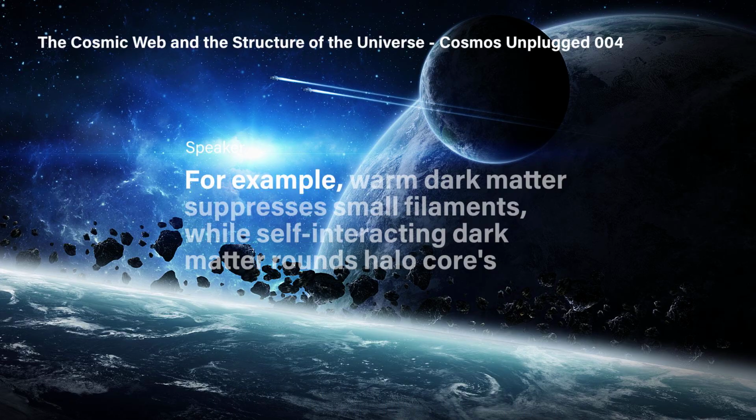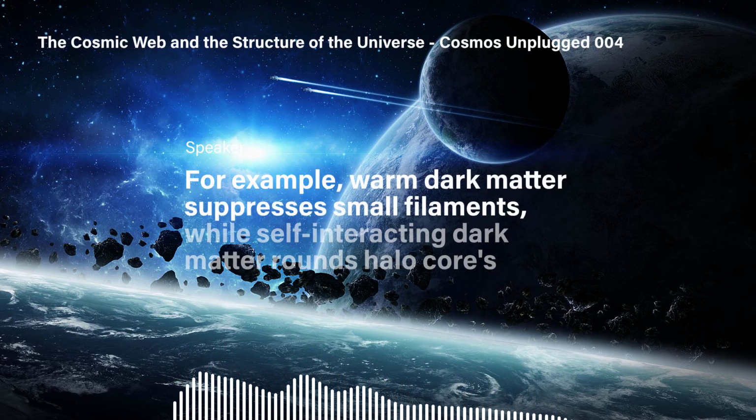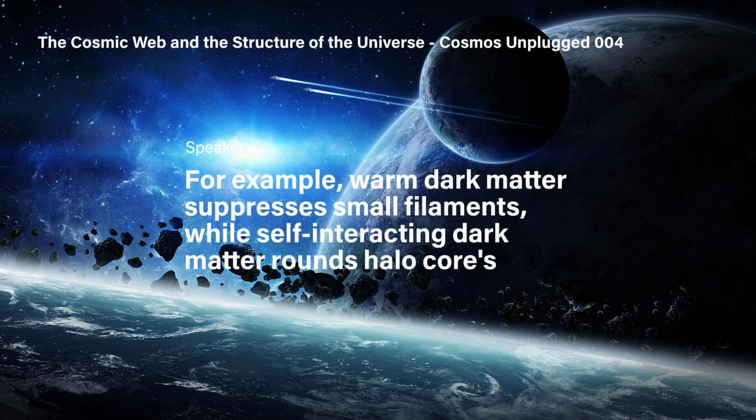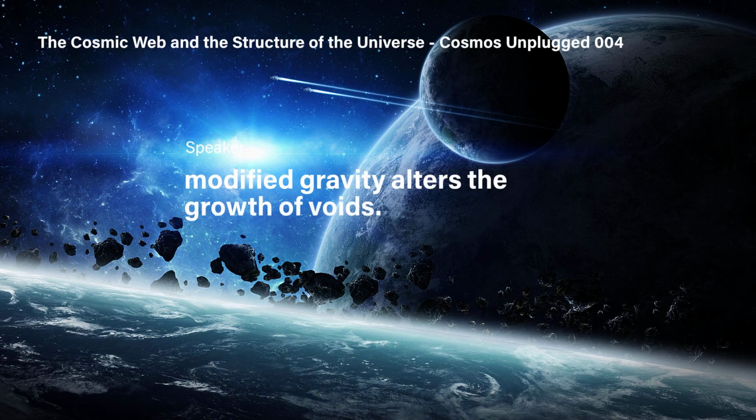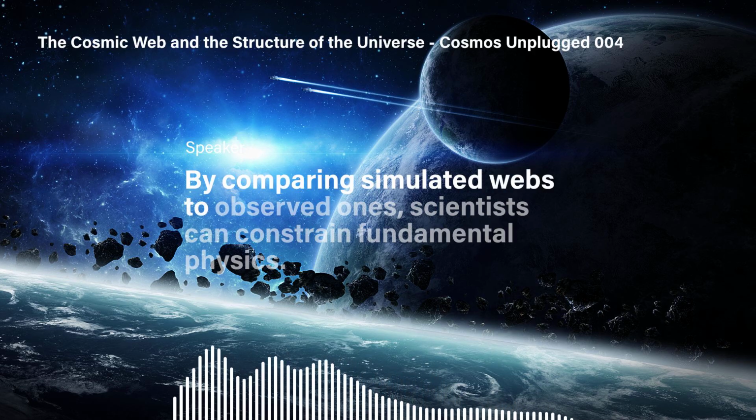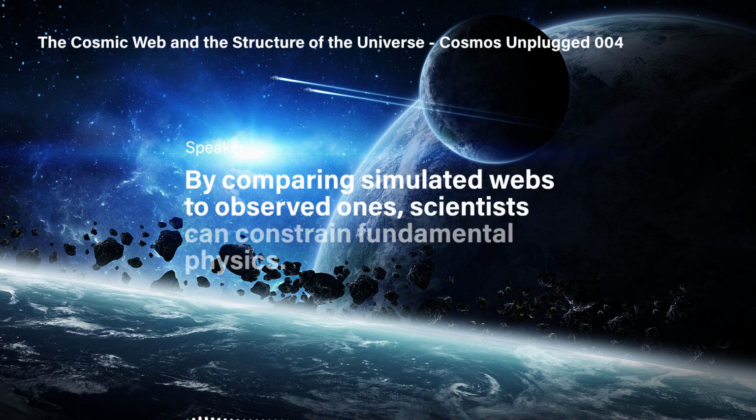For example, warm dark matter suppresses small filaments, while self-interacting dark matter rounds halo cores. Modified gravity alters the growth of voids. By comparing simulated webs to observed ones, scientists can constrain fundamental physics.